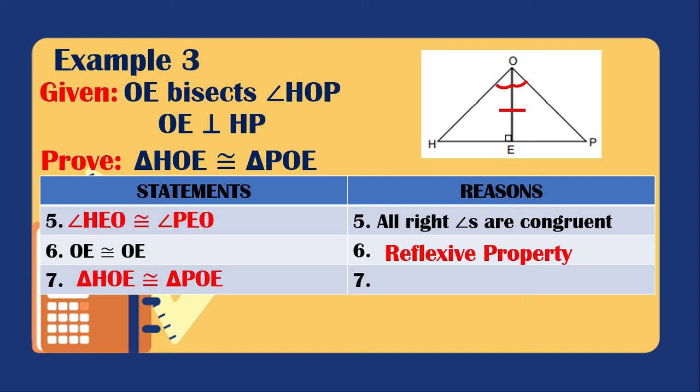And then we cannot write proof in the reason. We need to think of postulate or theorem that can prove that these two triangles are congruent. Looking at the figure, we can say that they are congruent using ASA postulate.